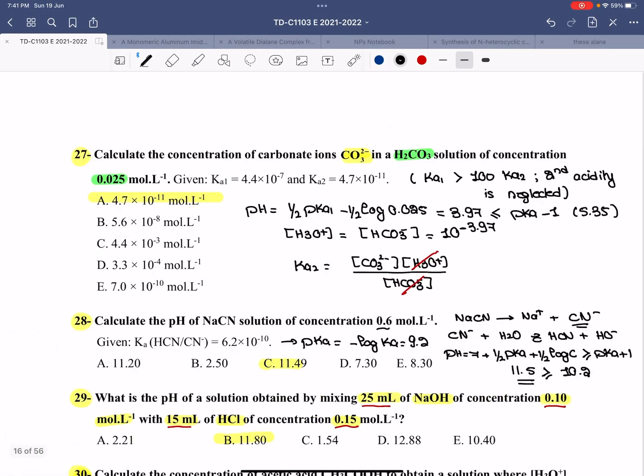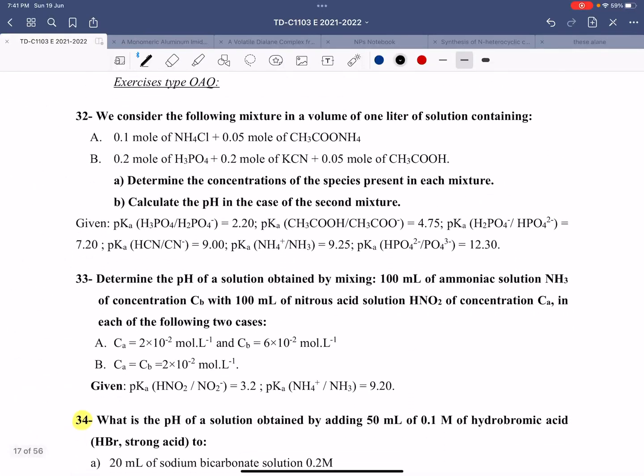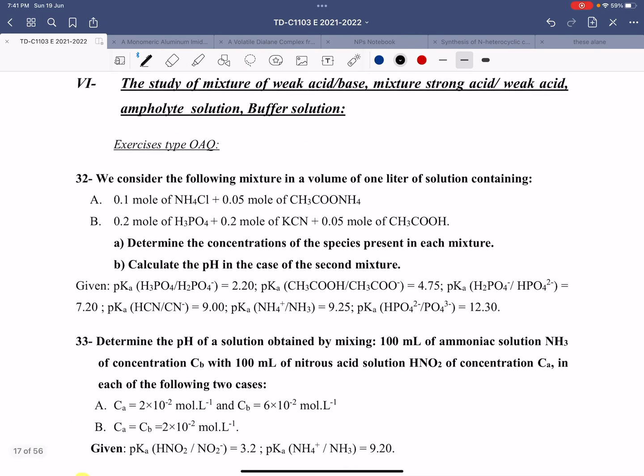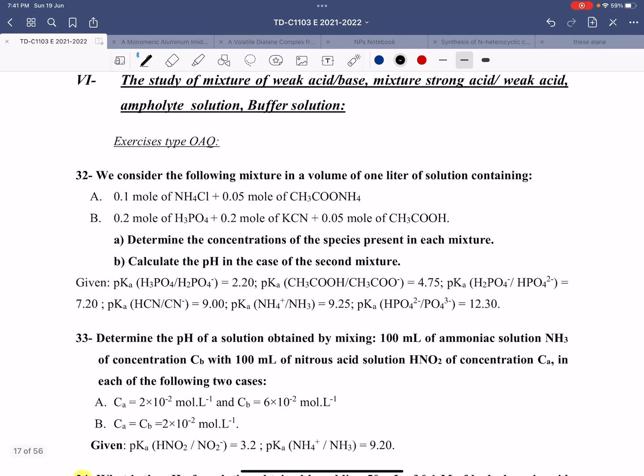Moving to number 32. Basically, it's about, let's say, acids and bases mixed together. If you remember, when we studied salts, we said that we might have something called acidic and basic salts, and you might have something called both acidic and basic salts. For example, if you have both acidic and basic salts, let's take an example.